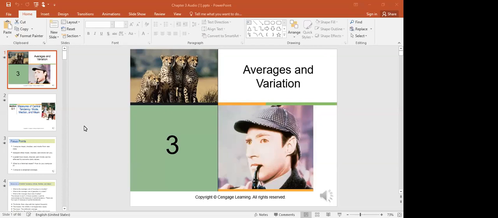So chapter 3 is about averages and variations. Let's recall that in chapter 1, we learned how to collect data. In chapter 2, we learned how to organize data on a frequency distribution table and how to present them using graphs. So now we are going to learn the third aspect of statistics, which is computing averages and variations. This is called data summary. A data summary means that you compute those measures.